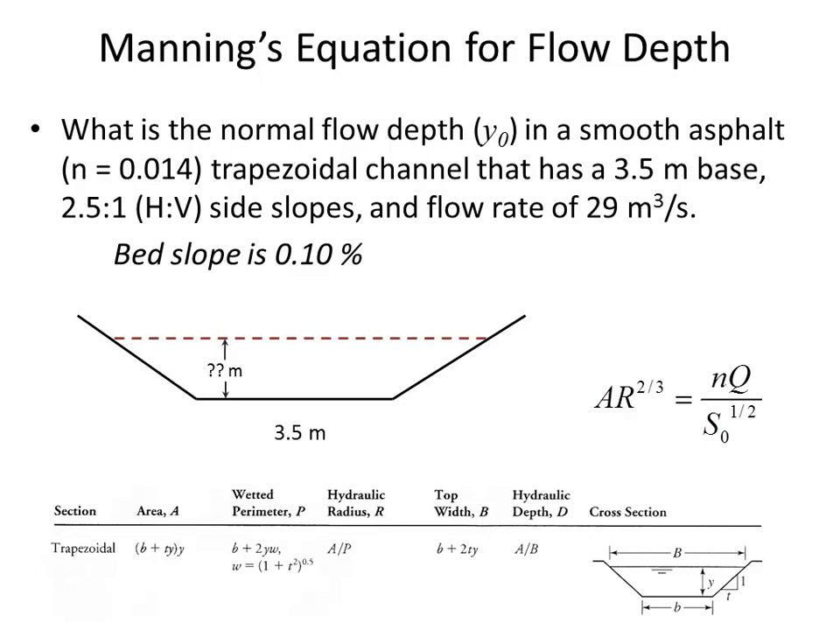T, which is the side slope, horizontal component, 2.5. And the depth Y is the unknown. All right, so the area factor, if we go to the table, is going to be 3.5 plus 2.5 Y times Y. And that's for the 3.5 B and the T.